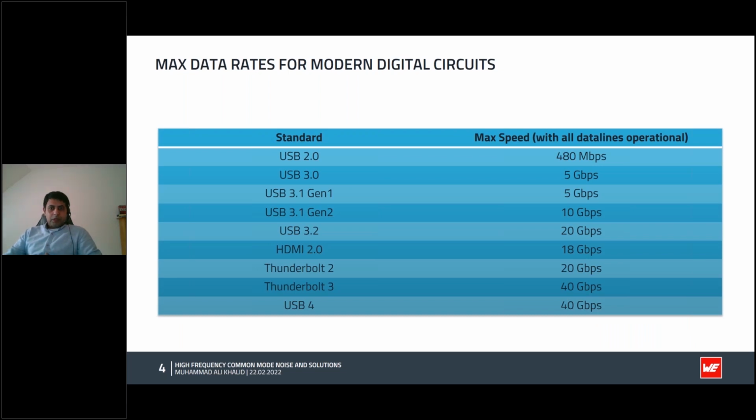Here are some of the maximum data rates for the standards with all the data lines active. This means that it includes all the data lines available in the particular standard. You can see that we have come a long way from the USB 2, and now we are reaching the data speeds of 40 gigabit per second with USB 4.